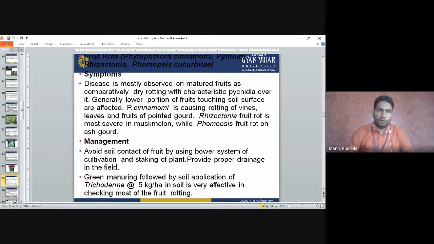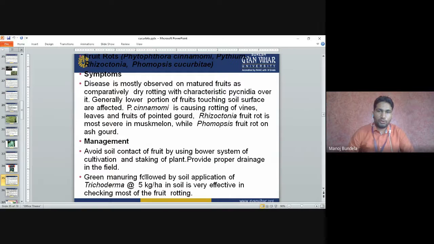Next is fruit rot. The disease is mostly observed on matured fruits as a comparatively dry rotting with characteristic pycnidia over it. Generally, the lower portion of the fruit touching the soil surface is affected. P. cinnamomi is causing rotting of the vines, leaves and fruits of pointed gourd.